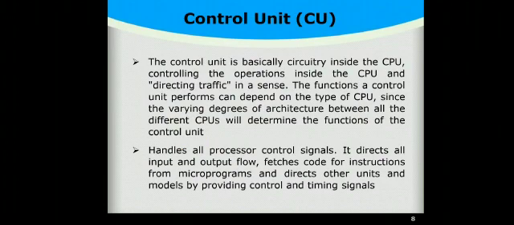CU, as we have discussed already, is used to sustain the process. The control unit is basically circuitry inside the CPU controlling the operations inside the CPU and directing traffic. The functions of the control unit can depend upon the type of CPU, since the varying degrees of architecture between different CPUs will determine the functions of the control unit. Whatever time the ALU takes, till then the control unit will sustain the process.